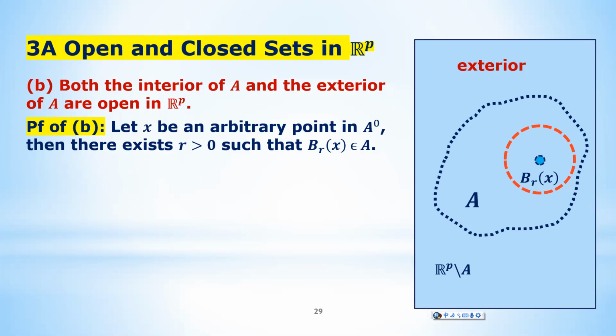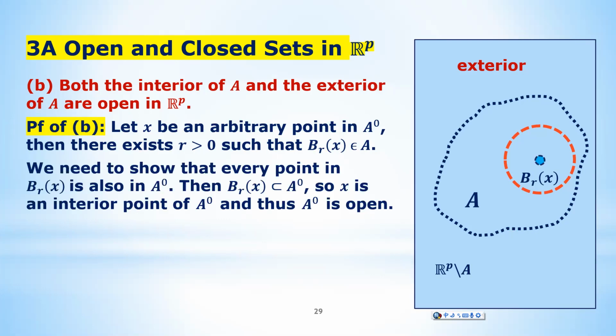Now, how do you go from here to show that this ball is in the interior? What we need to show is that every other point in this ball is also an interior point. There's a very simple way to handle this, because what we need to show is that every point in the ball B_r is also in the interior of A. And then you can conclude that B_r is in the interior.